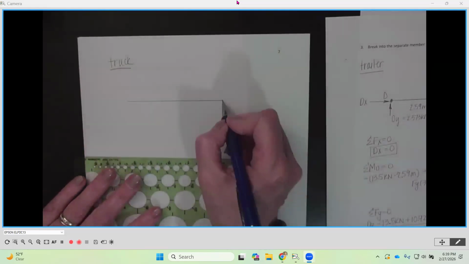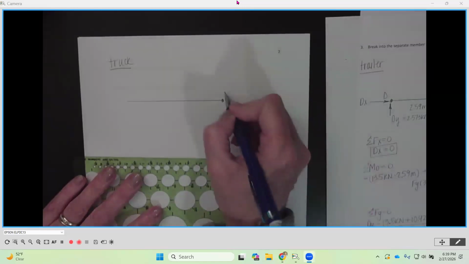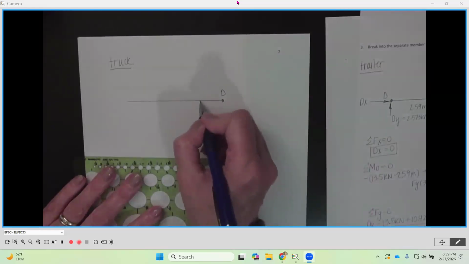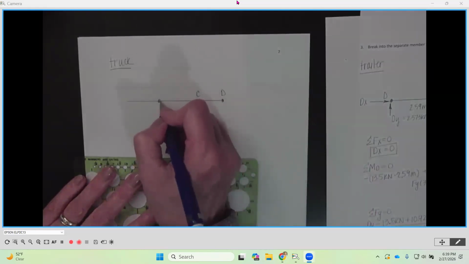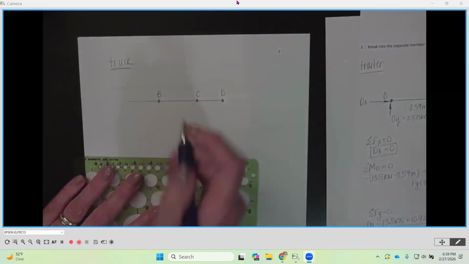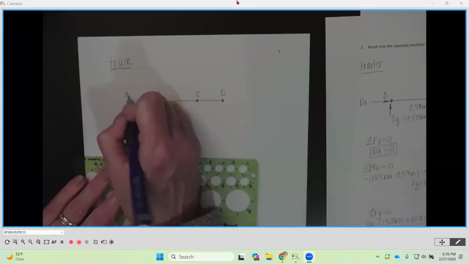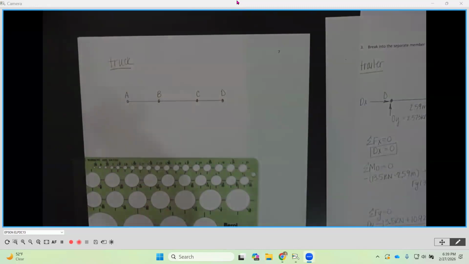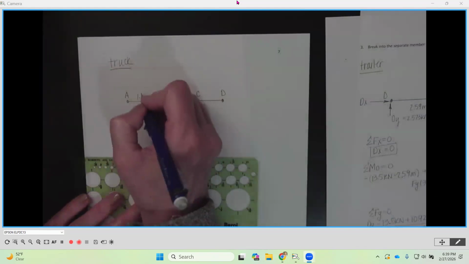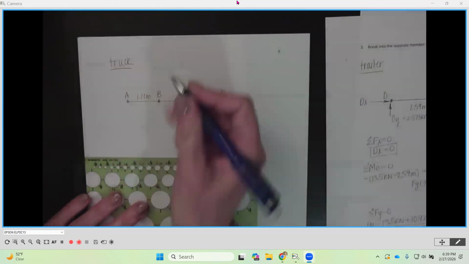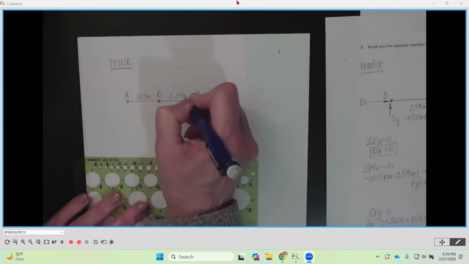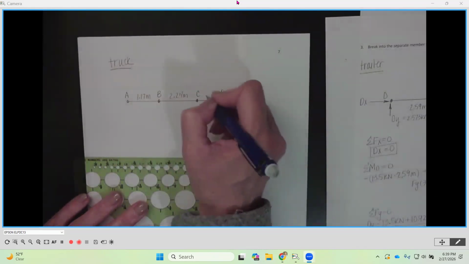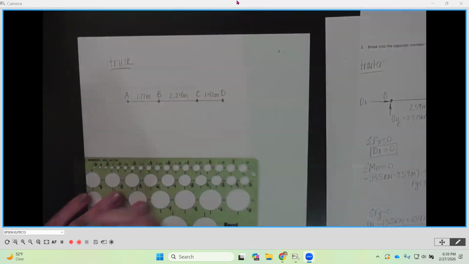And I'm just going to draw it as a line. D is at the end here. C is going to be our back wheels. B is our center of gravity where we're going to put the weight of the truck. And then A is our front wheels. Between A and B is 1.17 meters. Between B and C is 2.24 meters. And between C and D is 1.42 meters.